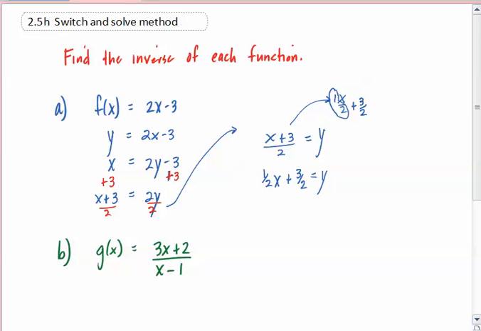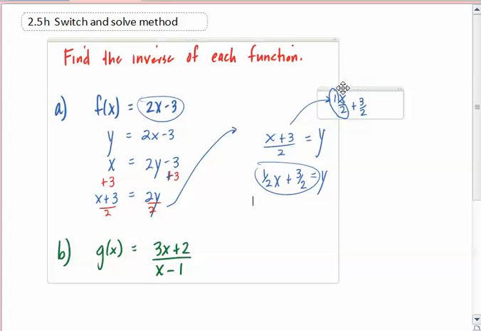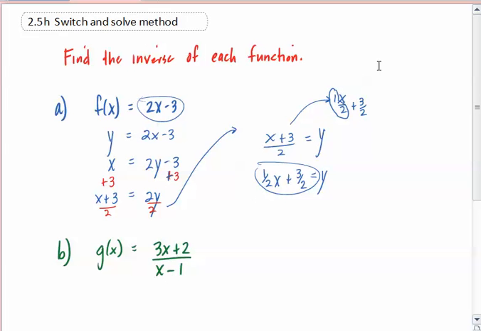Now, the reason I did that is this looks like a line, and it is. Well, this is also a line. It makes sense that the inverse of a line would be a line, as long as it is invertible. Okay? Alright, let's take a look at the next one.